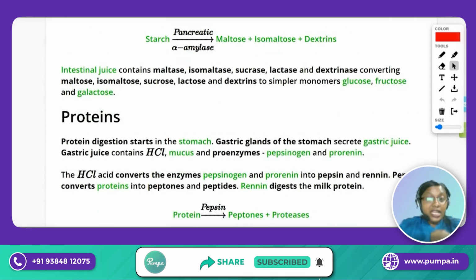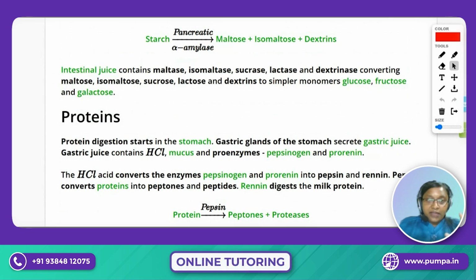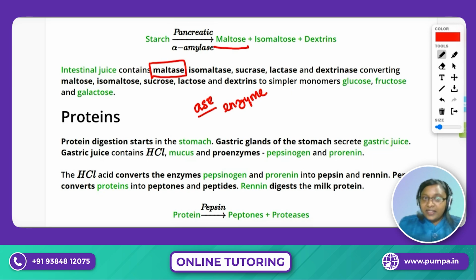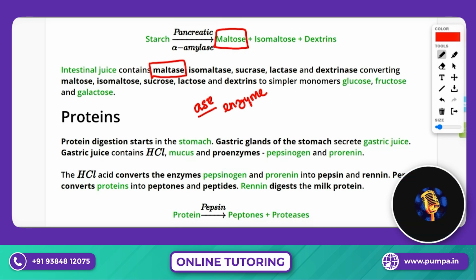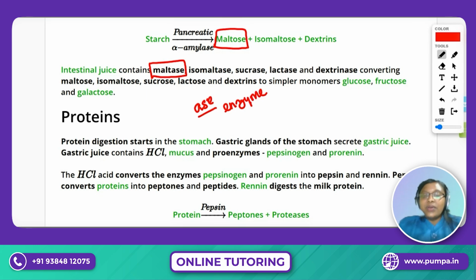And so when they reach the small intestine, they will have the intestinal juices. So they will have the maltase. Children, if something ends with the term ase, it is an enzyme. It is an enzyme which will be acting on something. Maltase will be acting on, any guess? Maltose. So if something ends with ose, it is a carbohydrate. Everyone, it is a carbohydrate.